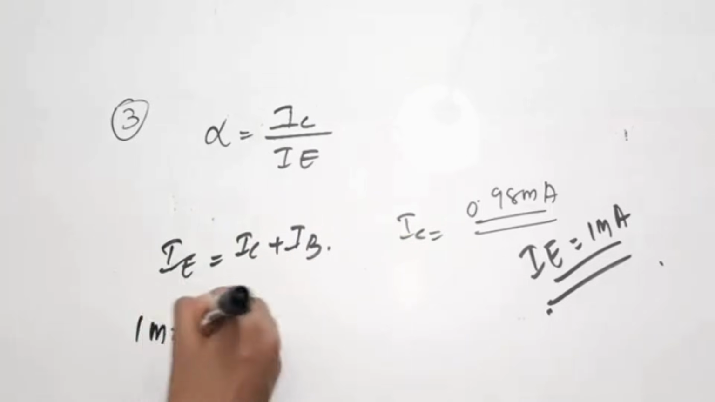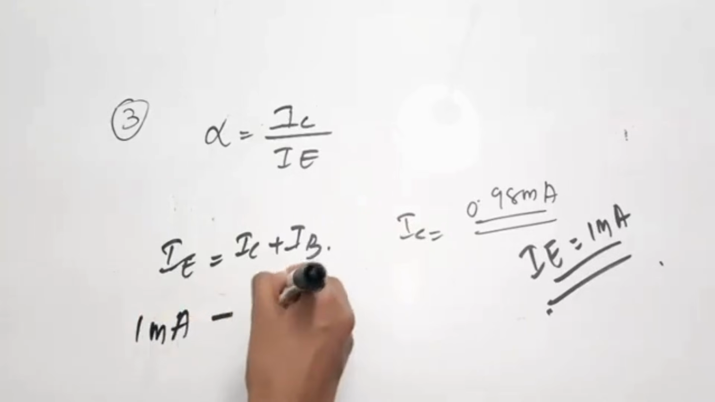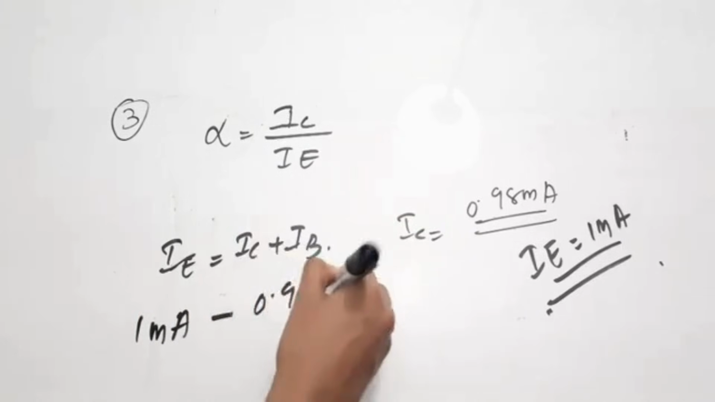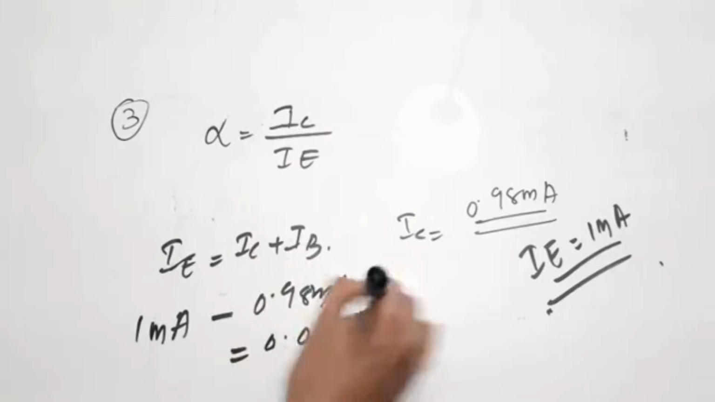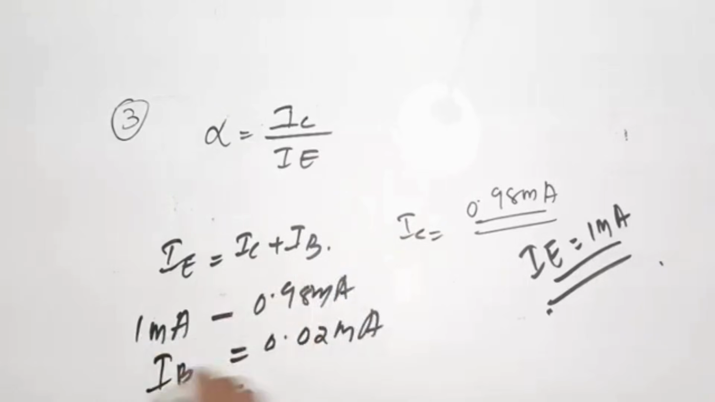1 milliampere minus 0.98 milliampere again equals 0.02 milliampere, which is the value for IB. I hope it is clear.